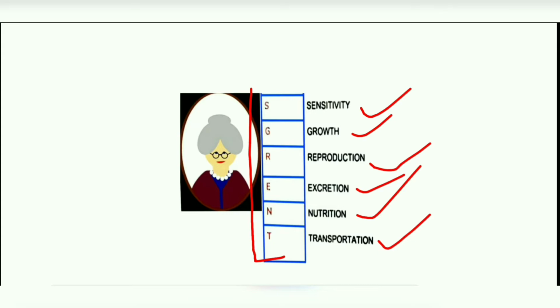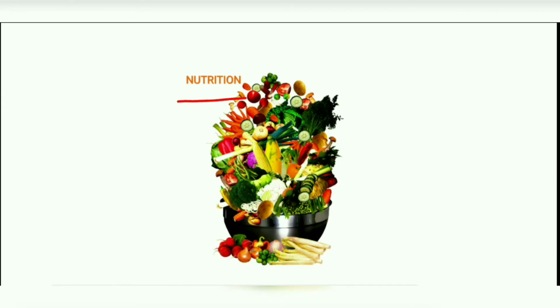So let's begin the story of Mrs. Grant. If any living organism wants to live, then it needs energy. So how is energy acquired? Energy is acquired from external substances in the form of food. But when we eat or ingest food, it is called nutrition. So nutrition is the first life process. Nutrition is the process of taking in food and utilizing it to perform various activities.